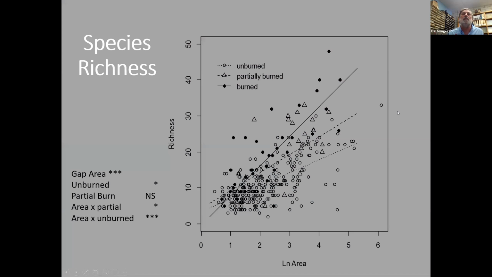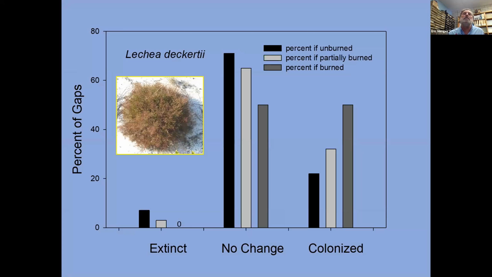And this is important to communities of plants and to populations of plants, so that species richness on the y-axis here increases with the area of the gap, but the increase is faster in areas that burn during this 8-year period of time. That's the solid line with the steeper slope, and that's the significant interaction term in this model here. So fire is important in promoting species richness, the number of species in these gaps, and in individual species.